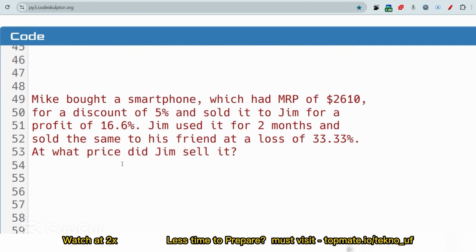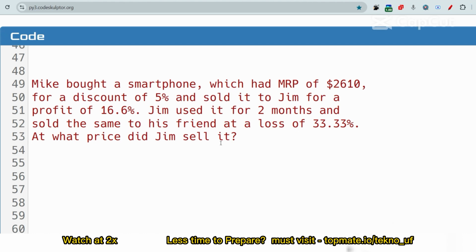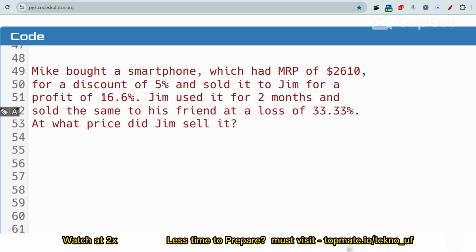Okay, so the next question is: Mike bought a smartphone which had an MRP of $2,610 for a discount of 5% and sold it to Jim for a profit of 16.6%. Jim used it for 2 months and sold it to his friend at a loss of 33.33%. At what price did Jim sell it? So you have to just consecutively decrease or increase the value according to the percentage increase and decrease, right?